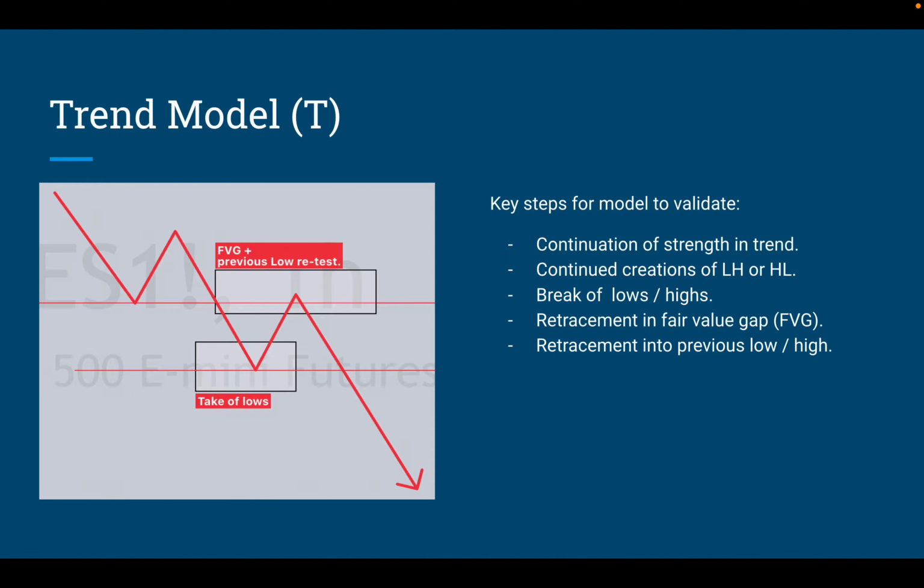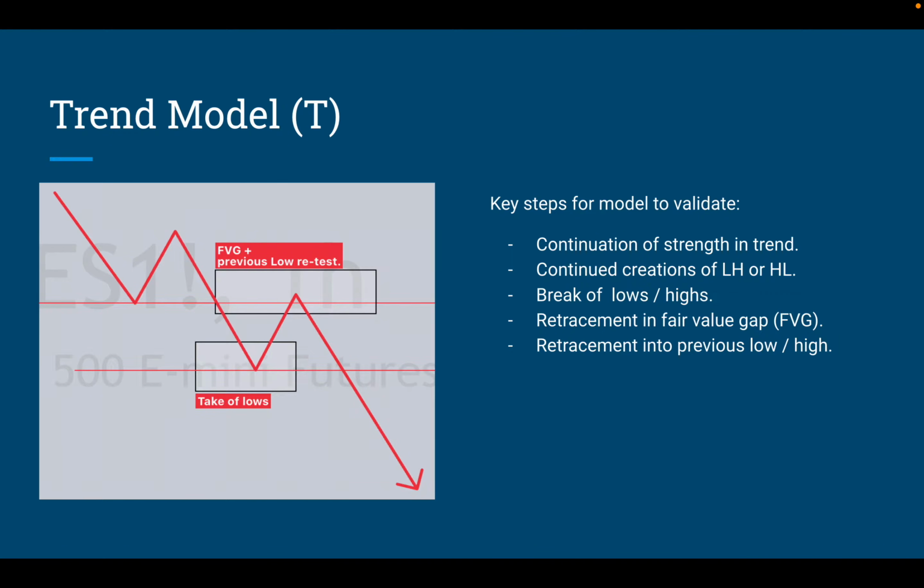So the first strategy, like I said, is the trend model strategy. The key steps for the model to validate is we need continuation of strength and trend. That's always the most important thing, right? The biggest thing you want to see when it comes to a trend model play is you always want to see strength be there. You always want to see volume pressing up and always showcasing power. The second thing you want to see is continued creation of lower highs if you are bearish and higher lows if you are bullish in that trend.